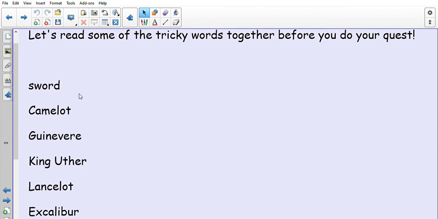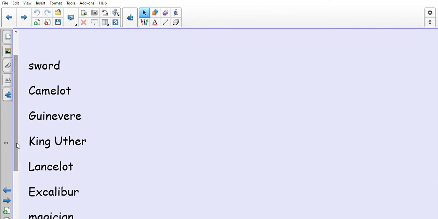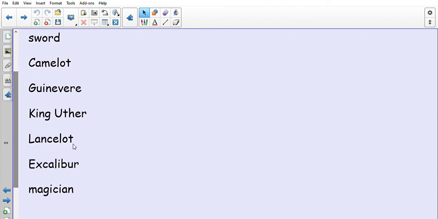So we've got sword, Camelot, and this is somebody's name, which is why it has a capital letter, like the name of the place Camelot. So this is a lady's name called Guinevere. Okay, Guinevere. And then we've got a king called King Uther. So we have sword, Camelot, Guinevere, King Uther. And then we have Lancelot, that's another name. And we have Excalibur, that's the name of something. I'm not going to tell you what it's the name of yet, see if you can find out.